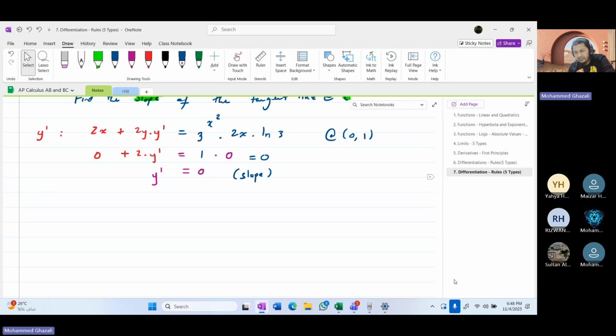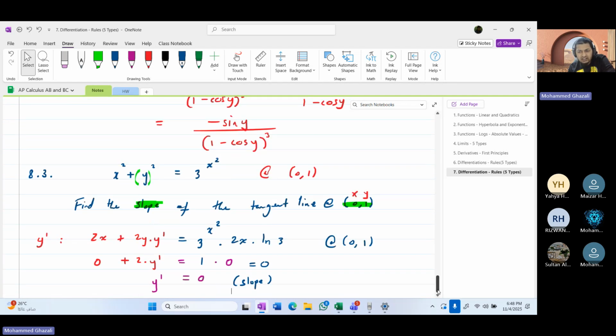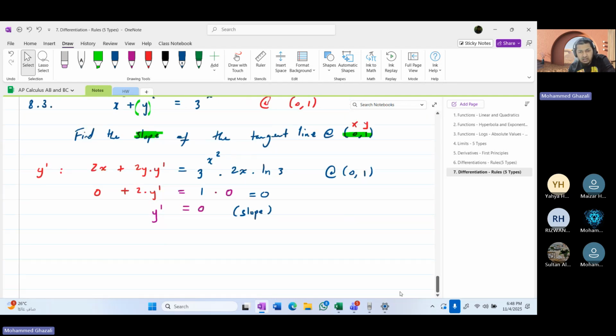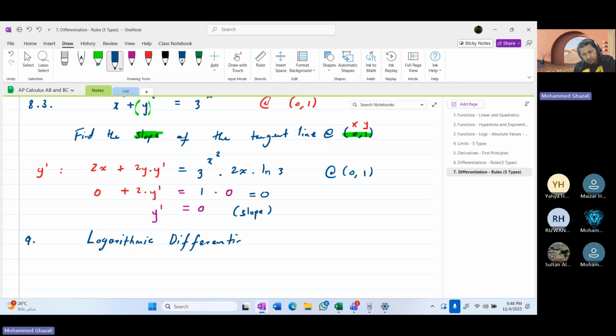Let's look at the rules for differentiation. All right, guys. Next rule that we want to look at is number 9, logarithmic differentiation. It's just the last rule, and I'm not going to do many problems on this because this is using rules of logs.